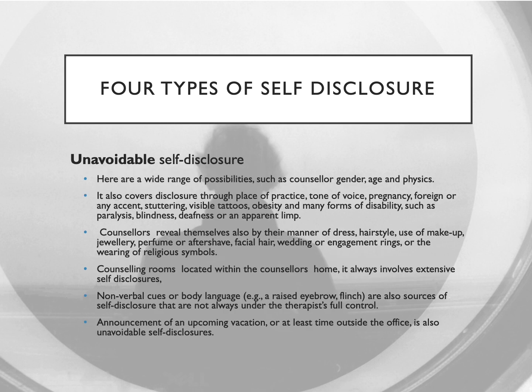The second type is unavoidable self disclosure. Here are a wide range of possibilities. For example, the counselor's gender, age, and physicality. It will also disclose through the place of your practice, the tone of your voice, whether you are stuttering, accent that you have, any visible tattoos, or any disabilities.